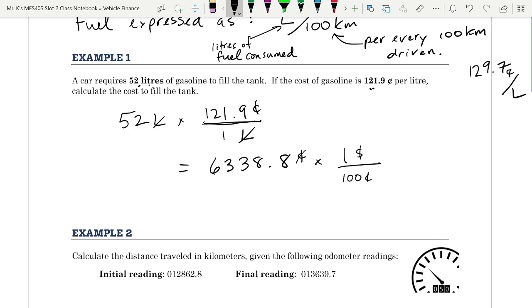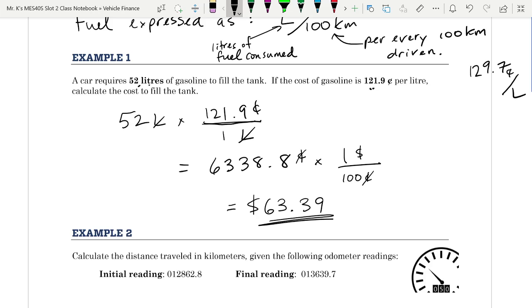So cents cancels cents, and I'm left with dollars. So divide this number by 100. It should be easy. You shouldn't need a calculator to divide a number by 100. You just move the decimal over twice. And the dollar sign stays with the number. Usually we put it in front. And it's money. I can't tell you 0.388 cents. There we go. Round to 2 decimal places when it's money.